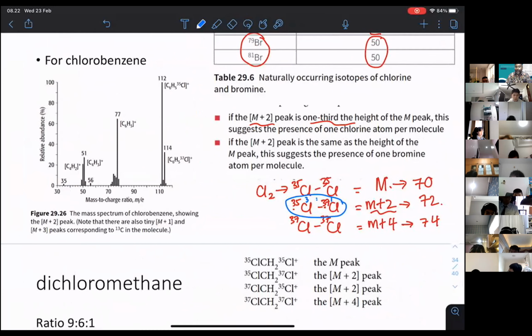If they compare, and the M+2 peak is the same height as the M peak, 50% to 50%, then it is most probably bromine. But no need to go so much into detail. I don't think they will ask you about that. Last time, yes, they did ask.